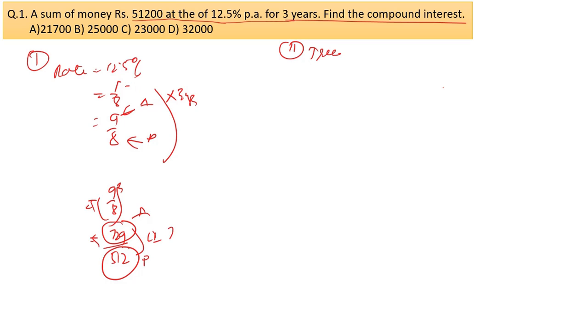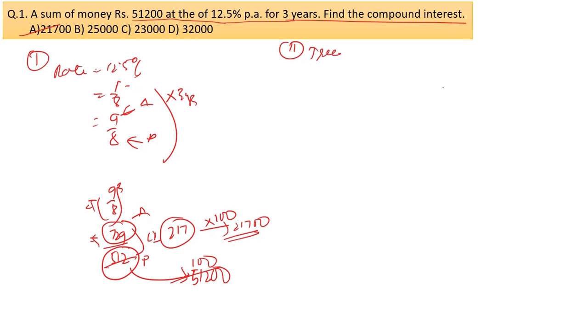This is 217. In the question we have the principal as rupees 51200, and then 51200 divided by 512 is 100, then 217 times 100 will be 21700. Hence option A is the correct answer.